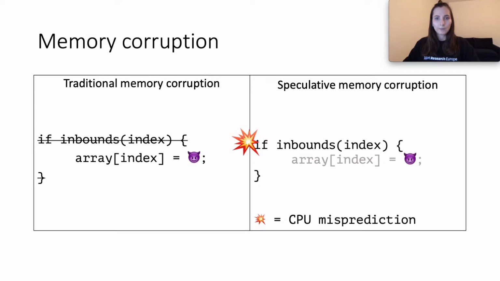Here we see why. On the left, the attacker controlling the array index and value can write attacker-controlled data past the array size because the inbounds check is missing. On the right, even if the inbounds check is present, the CPU might speculate on the condition. If it mispredicts, the memory corruption will still be executed, but speculatively. In both situations, the memory corruption code is executed, though in the speculative case, the instructions get discarded. Can speculative memory corruption still lead to arbitrary memory read?